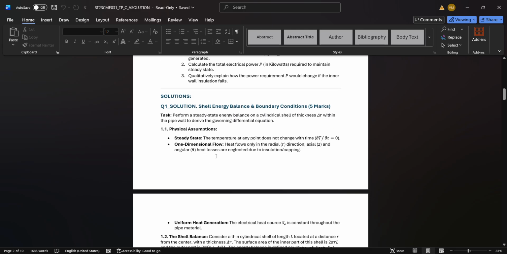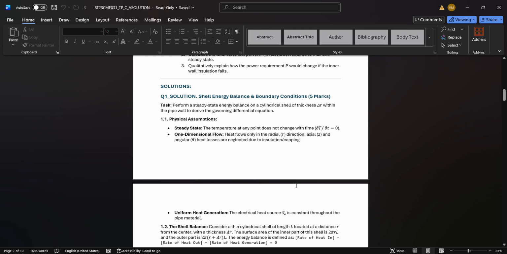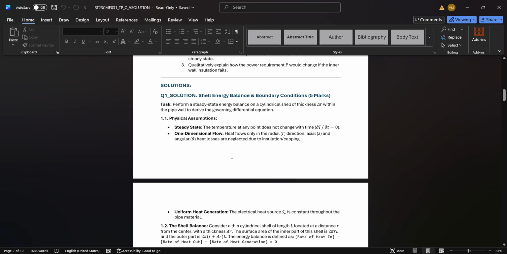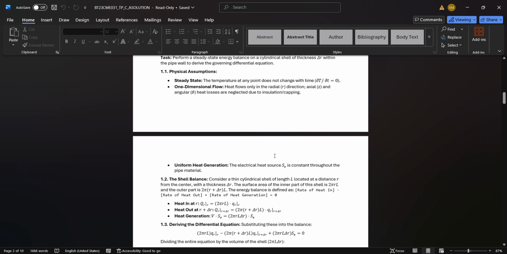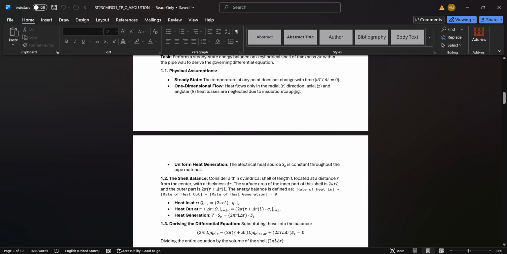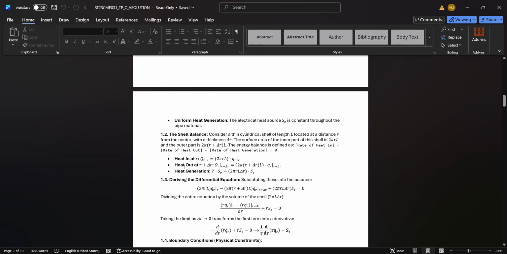So we'll make some assumptions, that is steady state, that is del T by del t equal to 0 at any point, and one dimensional flow. Heat flows in the radial r direction, and axial z and angular theta heat losses are neglected due to insulation or capping. The third assumption is uniform heat generation. Electrical heat source SE is constant throughout the pipe material.